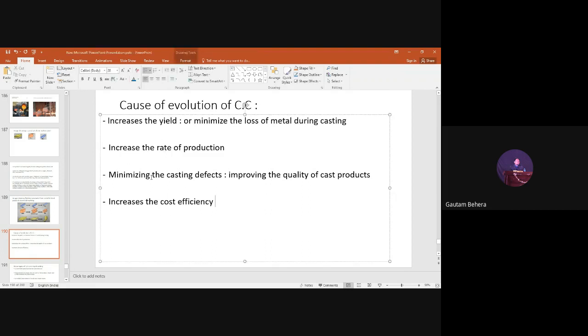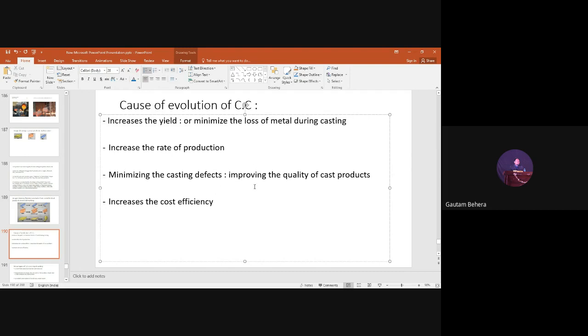Then another interesting point is minimizing the casting defects. Both continuous casting and ingot casting have defects, but the defects in continuous casting are very low. It has minimum defects. In other words, I can say, to improve the quality of the cast products, we are going for continuous casting. Basically, the product quality is better in the case of continuous casting.